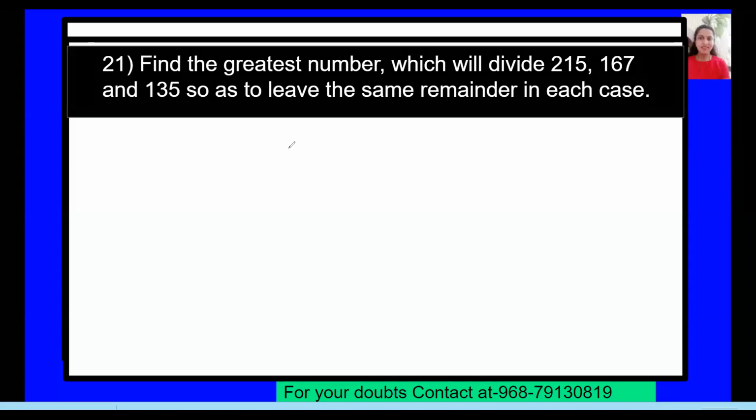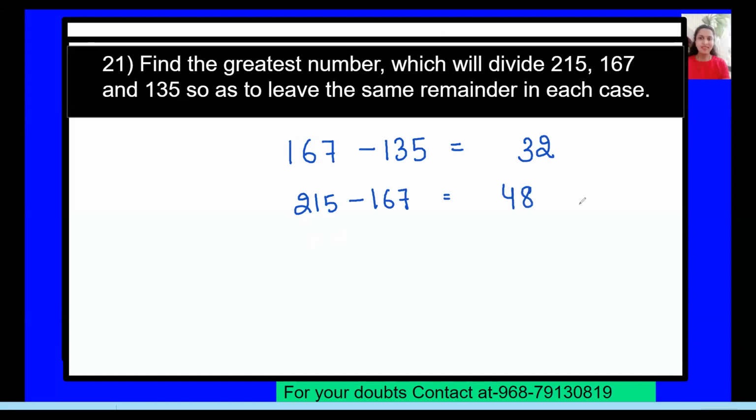What you are going to do, find the difference between the numbers. Find the shortest difference, minimum difference. So here how much comes? 32. If you find the difference between 215 and 167, how much will it come? 48. Okay, so this is the minimum difference. Now find the difference between the numbers. So how much did you get? 16.